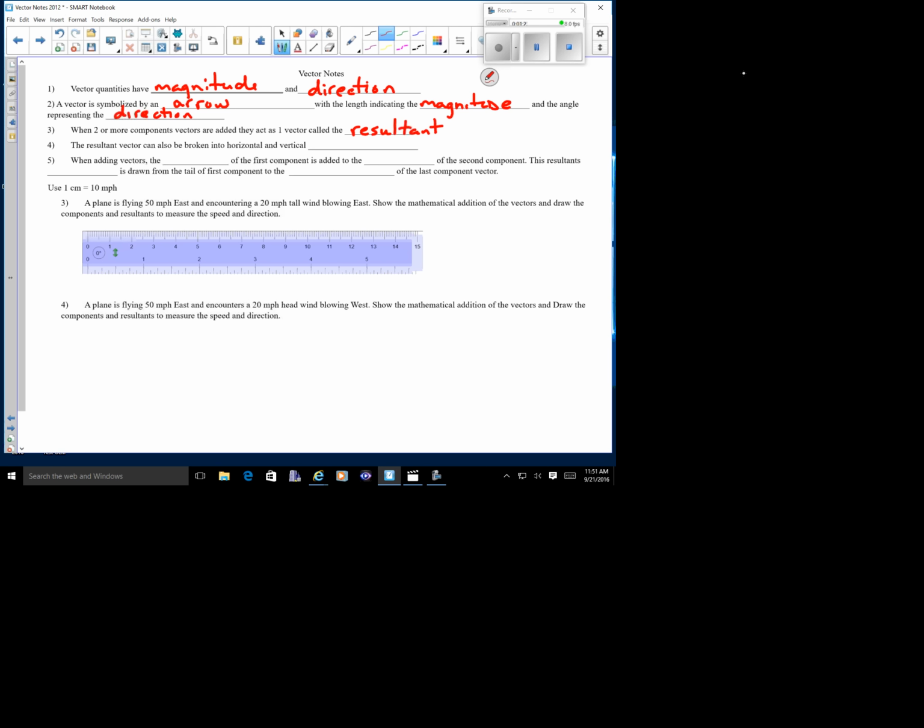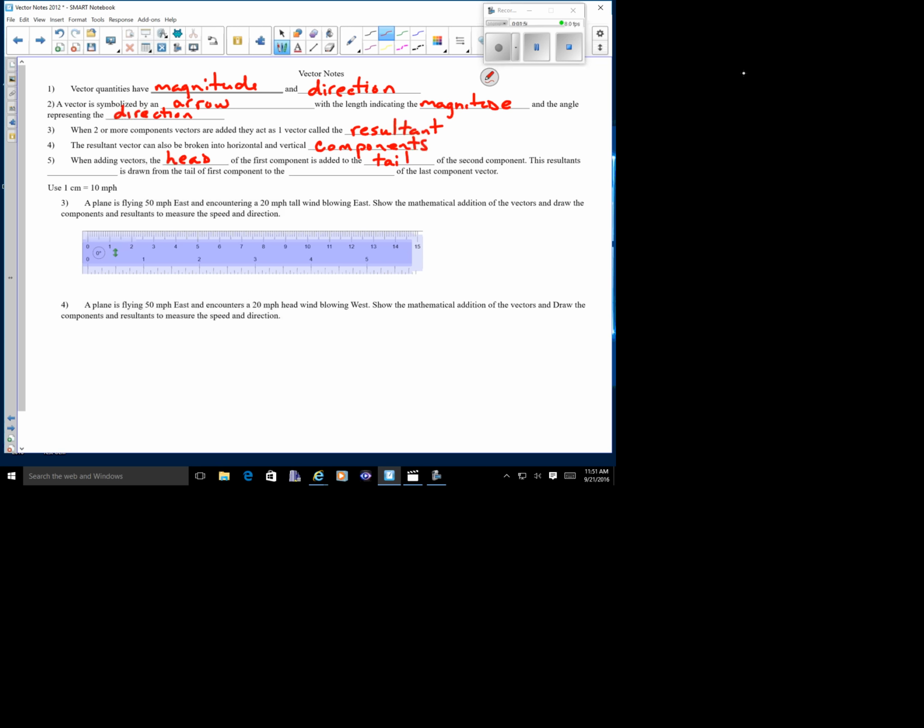We're always going to add vectors head to tail. So when adding vectors, the head of the first component arrow is going to be added to the tail of the second component vector. The resultant's tail is drawn from the tail of the first to the head of the last. And I know it's hard to understand what this means right now, but we'll draw some out and you'll understand. So let's do number 3.